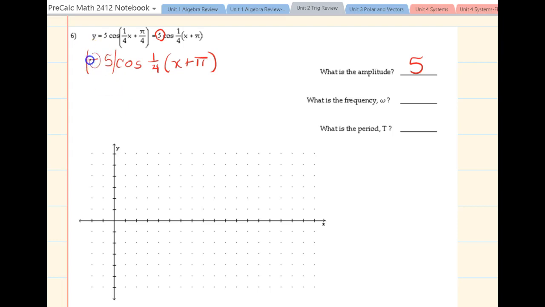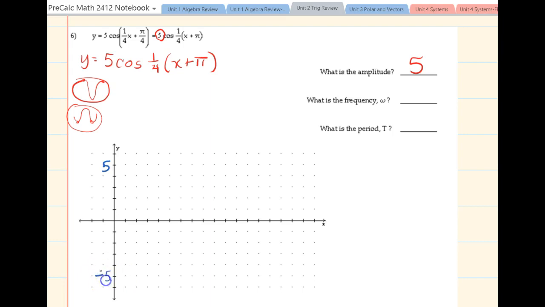The negative will tell us whether to start our cosine graph at the top or to start our cosine graph at the bottom. If it's negative, it would look like this, but because ours is positive, ours will look more like this. So this also tells us that the highest that our graph will be at 5, 1, 2, 3, 4, 5, and the lowest that it will be at -5, 1, 2, 3, 4, 5.